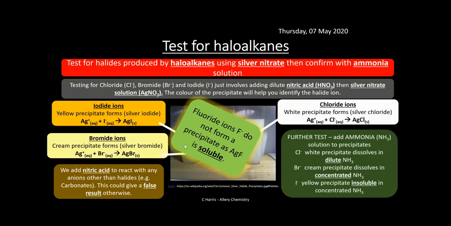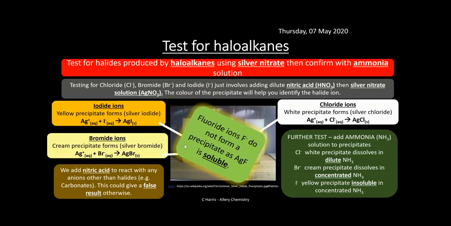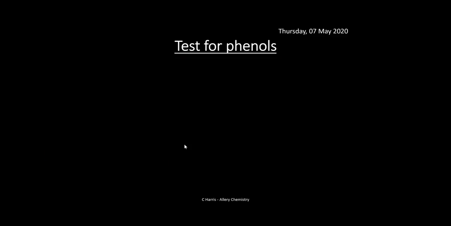Also, the fluoride ions, you might think, well, where's fluoride gone? Fluoride ions don't even form a precipitate on reaction with silver nitrate, because the silver fluoride that's formed is actually soluble, so it dissolves readily anyway, so we don't see any tests. So that's why it doesn't have any value in terms of testing, but just for interest, you might want to know where the F- has gone.